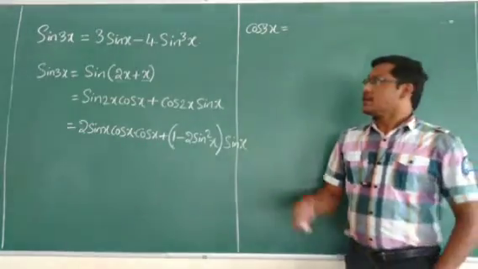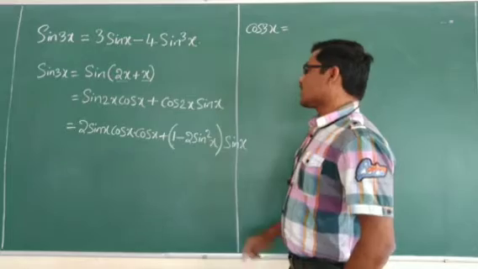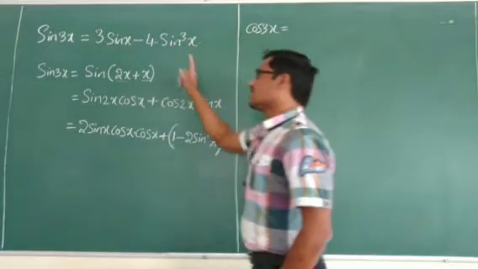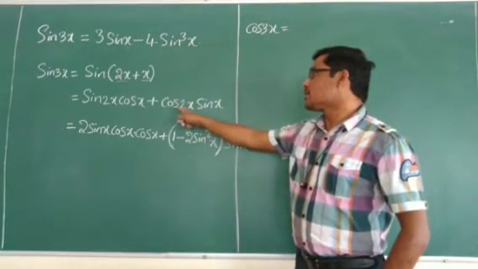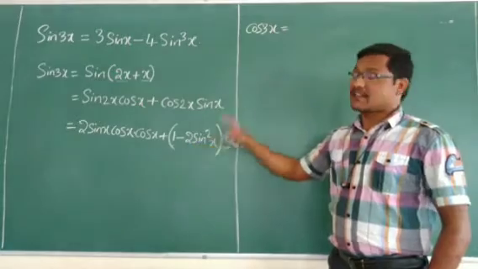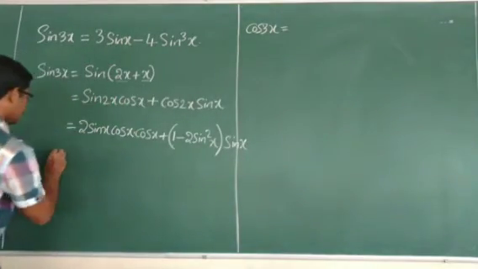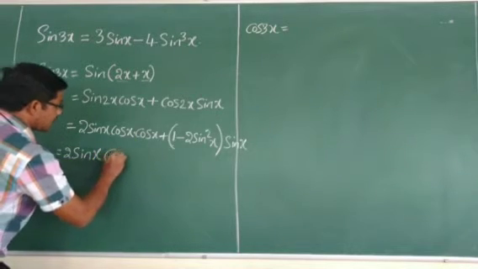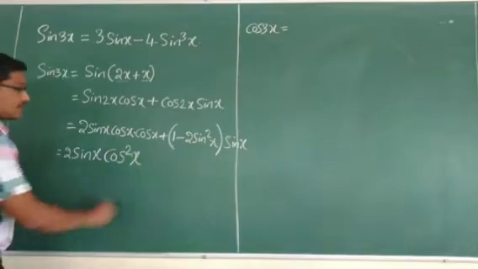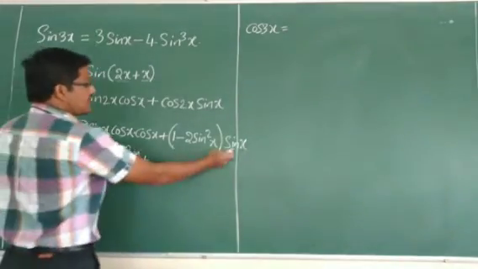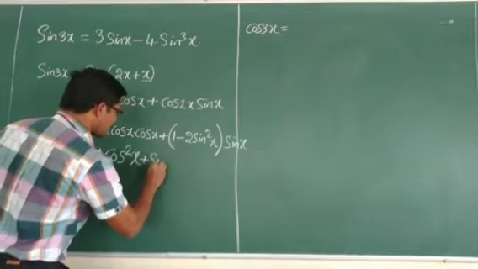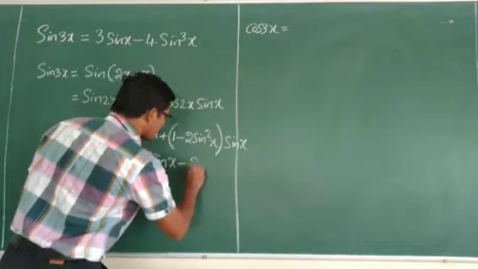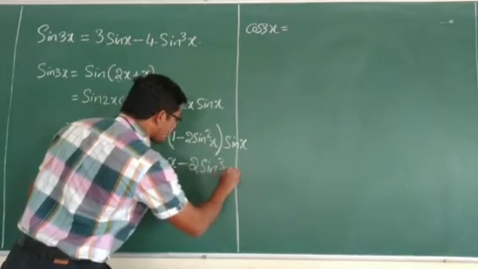See, every time when you have different forms for the same formula, you have to choose the right one. Here the right one is 1 minus 2 sin square x, because in the right side the formula is given in terms of sin. So here also we need to write this cos 2x in terms of sin. Now this is equal to 2 sin x, cos x into cos x can be written as cos square x plus, multiply this sin x into 1, sin x minus 2 sin square x into sin x, 2 sin cube x.